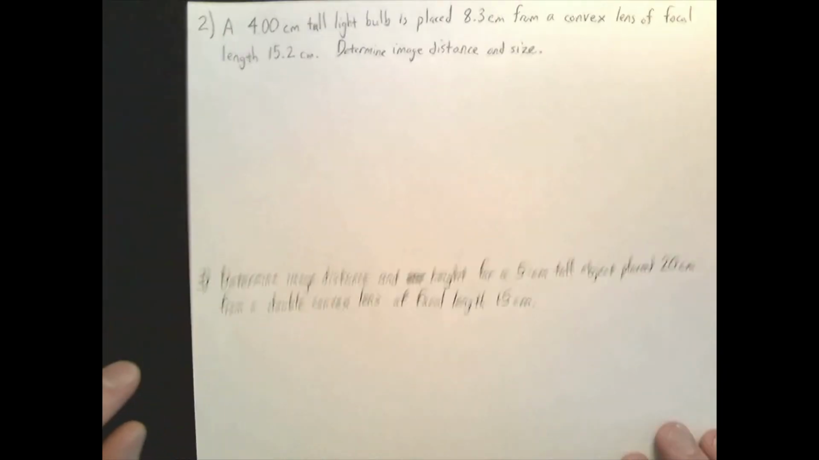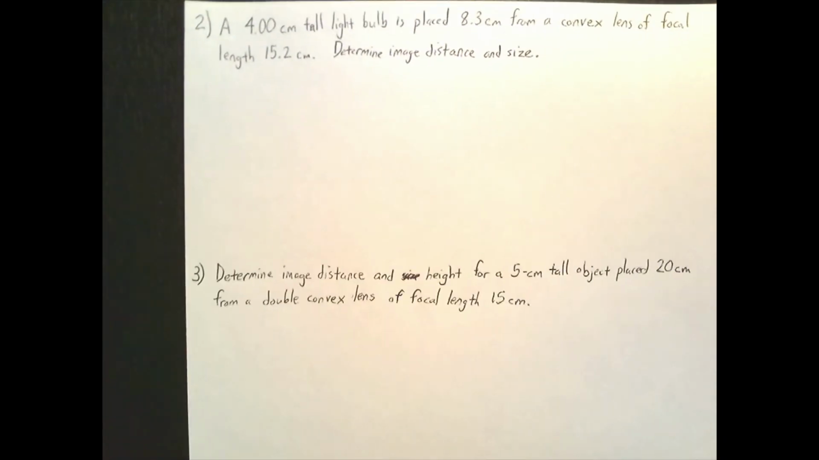Problem 2 is very similar. We have a 4 centimeter tall light bulb placed 8.3 centimeters from a convex lens of focal length 15.2 centimeters. We want to determine the image distance and size. So the size is the height here. We're not explicitly told to find the magnification, but just like before, we're going to need that magnification to get the size. So we're going to get it along the way.